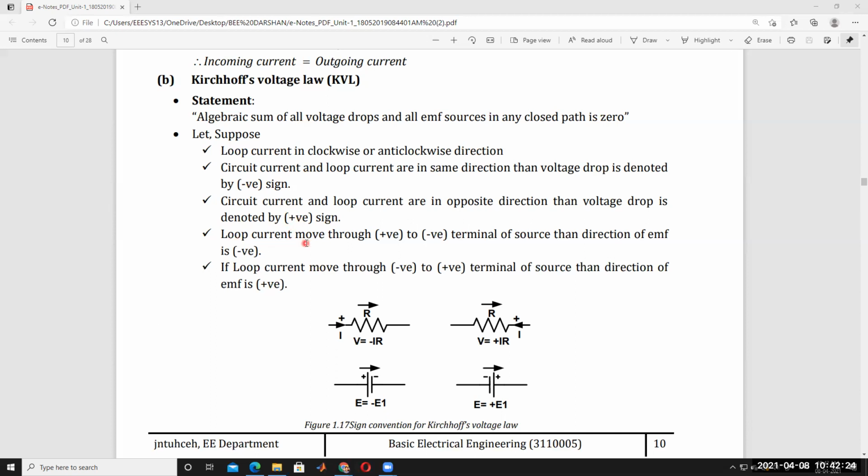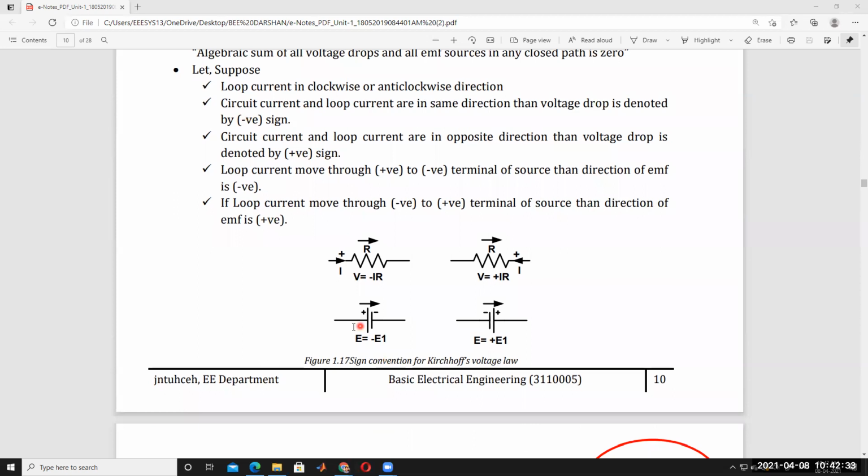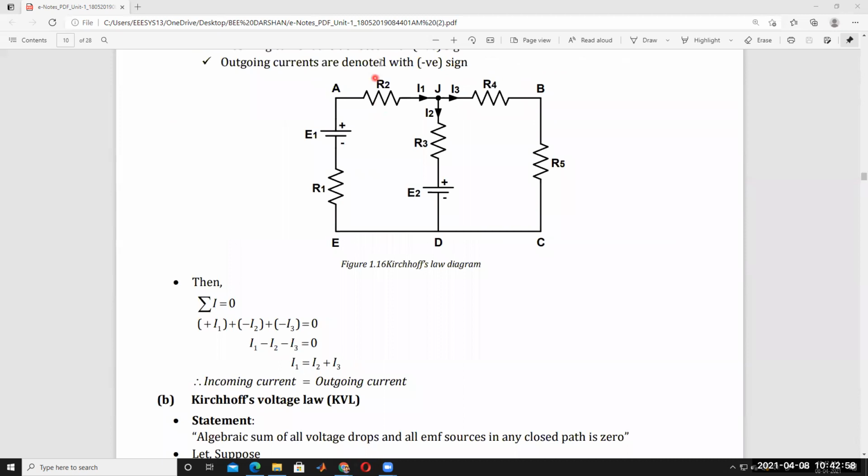If the loop current moves from the positive to the negative terminal of the source, then the direction of EMF is negative. So this is the loop current, and when it enters at the positive terminal, it is denoted by minus E1. If the current enters the other way, it is denoted by plus E1. This is called the branch current, and this is called the loop current. In this loop, one current is flowing, and that is called the loop current.